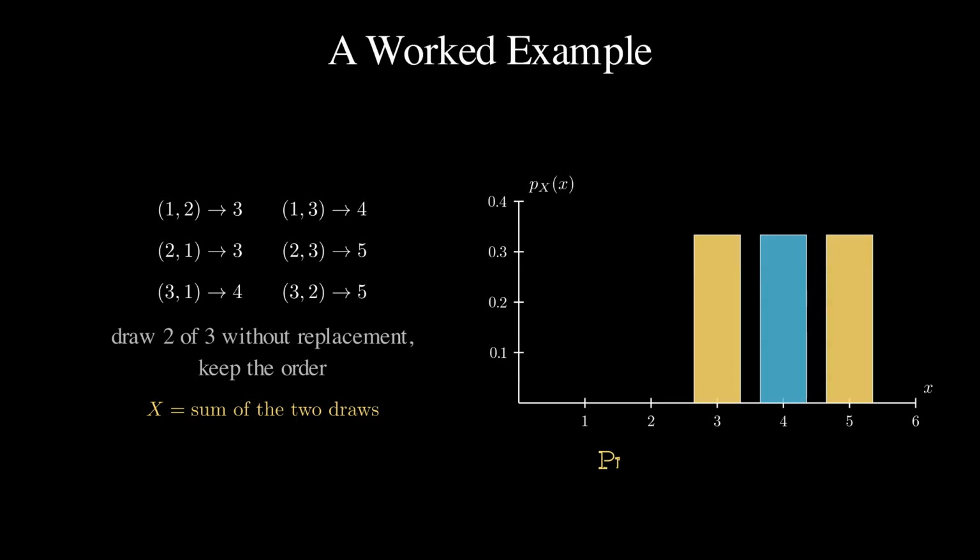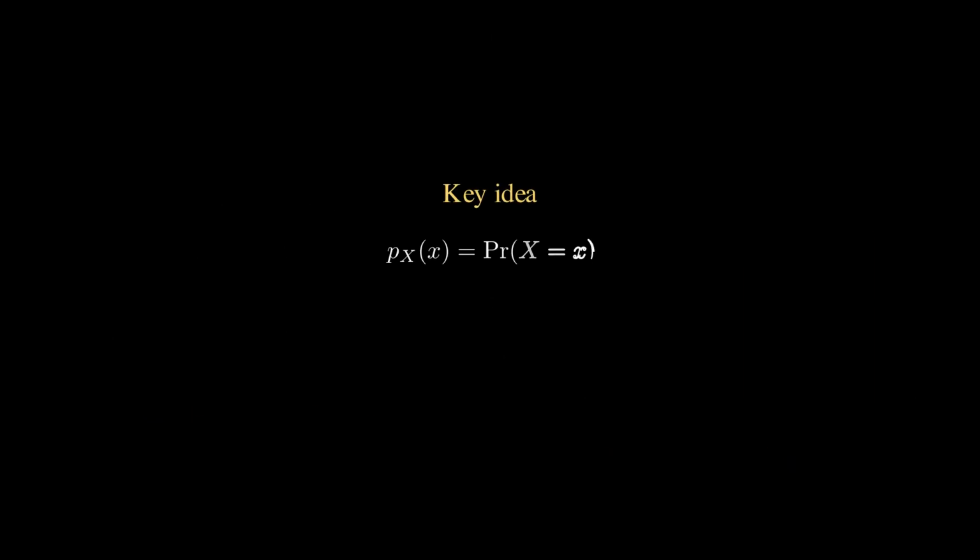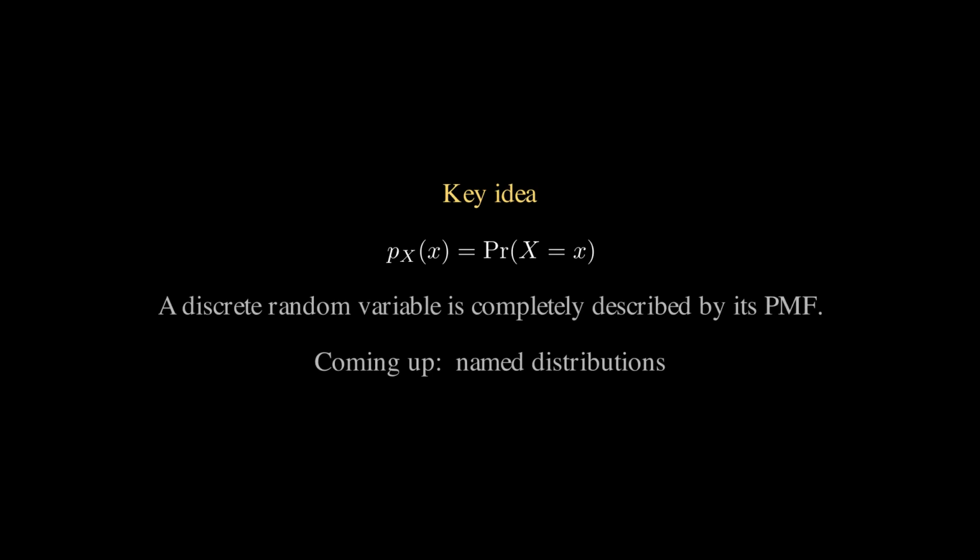Now suppose we want the probability that the sum is odd. The odd values are 3 and 5, so we just add their masses. 1/3 plus 1/3 is 2/3. That is the pattern for the whole chapter. Build the PMF, then sum the mass over the values you care about. A discrete random variable is completely described by its probability mass function. Next, we meet named distributions.